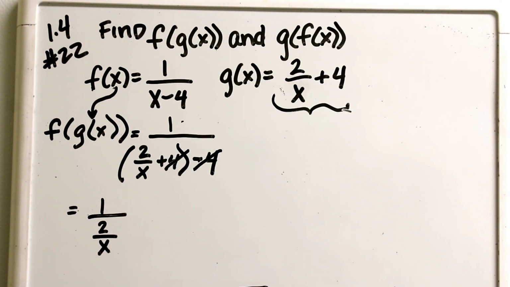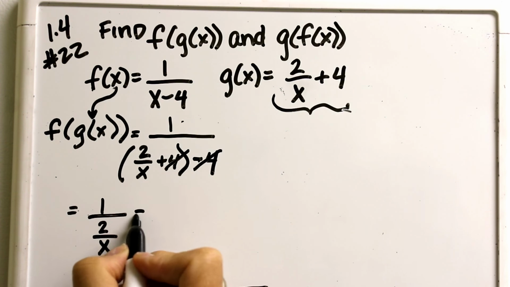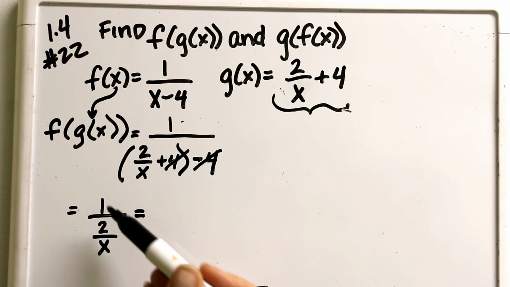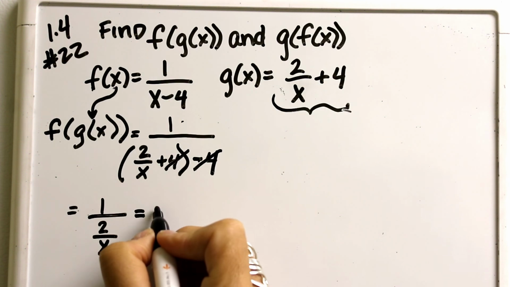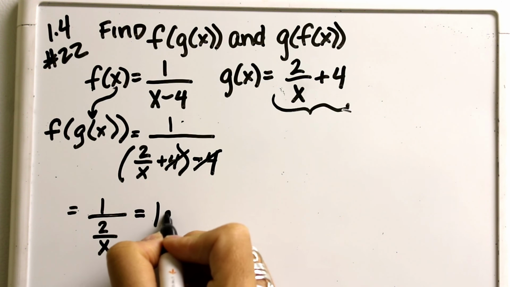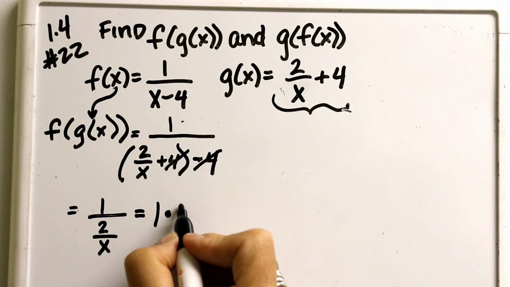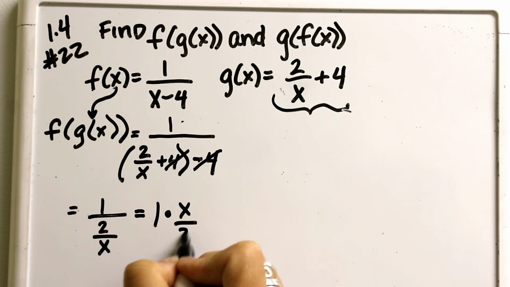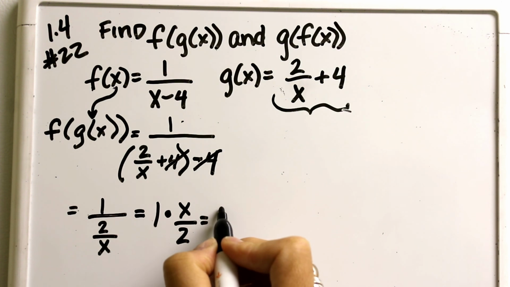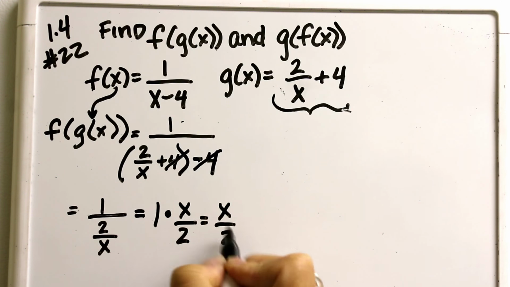2 over x. To simplify farther, instead of dividing by a fraction, we can change that to multiplication and multiply by the reciprocal, which gives us x over 2.